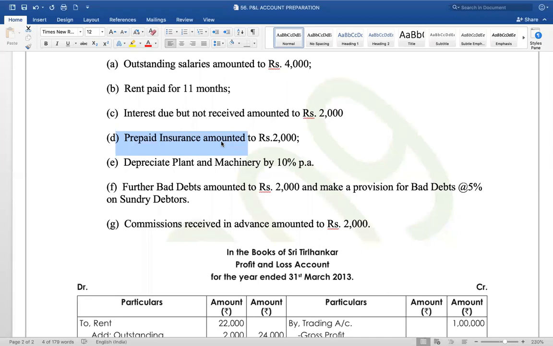Okay, prepaid. I just have a small question. In commissions, we are receiving it in advance, right? 2,000 rupees. We are given from the total amount of commissions received, right? Can you be clear? We're not getting you properly.